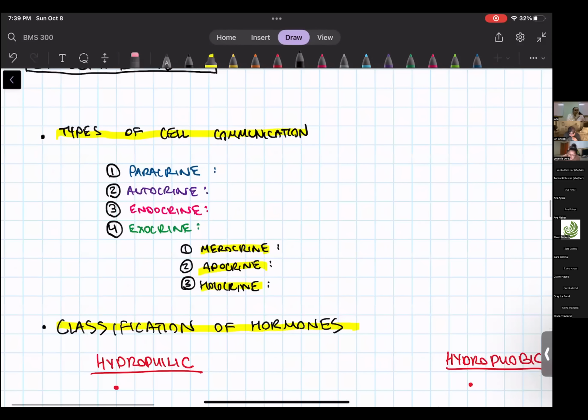So let's start with just types of cell communication. I know this is very, very basic.